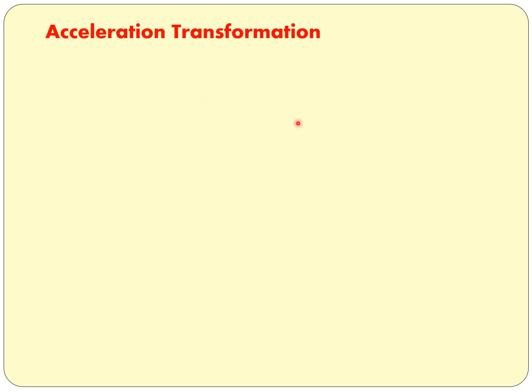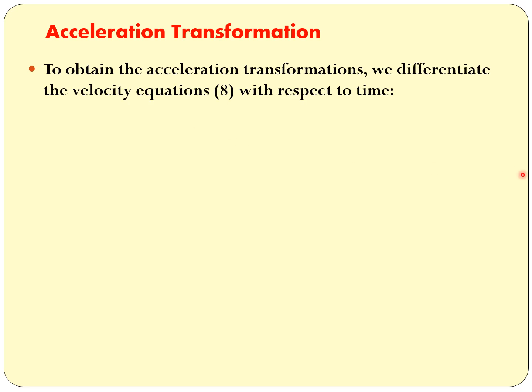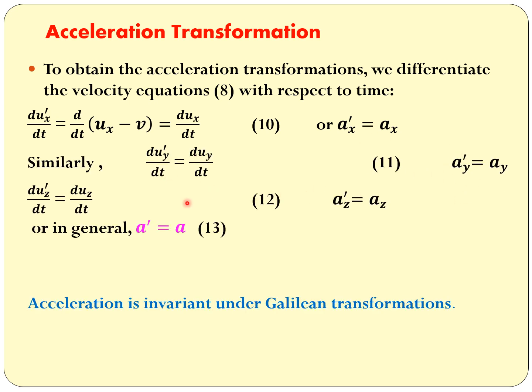Now we will see the acceleration transformation, and for that we need to differentiate the velocity equations. If we differentiate ux prime with dt, dux prime by dt will be d by dt of ux minus b, and b is constant, so it will give us dux by dt. And if we replace dt by dt prime, so ax prime will be ax. Similarly, ay prime will be ay, az prime will be az, because we can replace this dt by dt prime. So in general, a prime equals a, so acceleration is invariant under Galilean transformation.